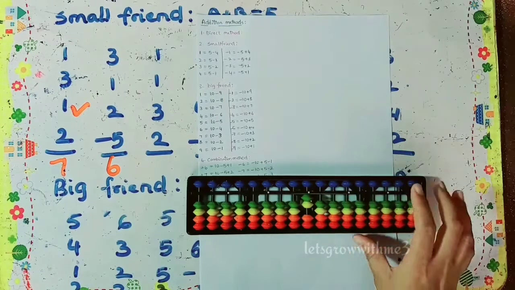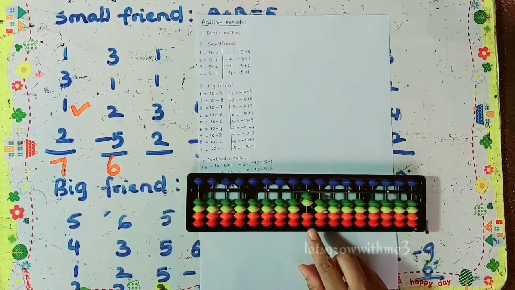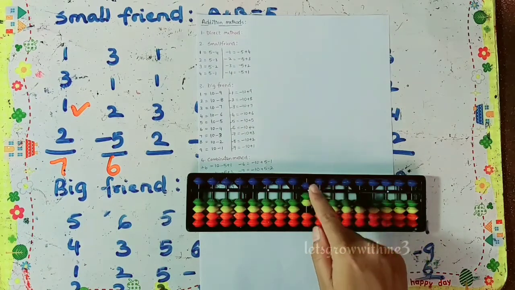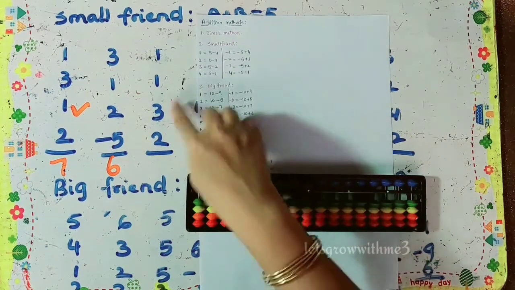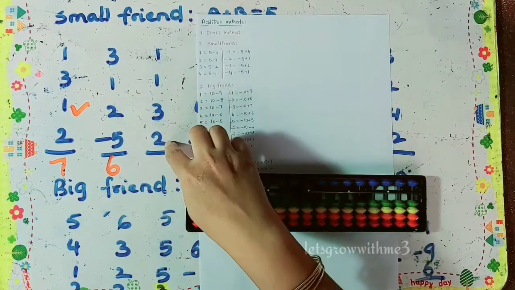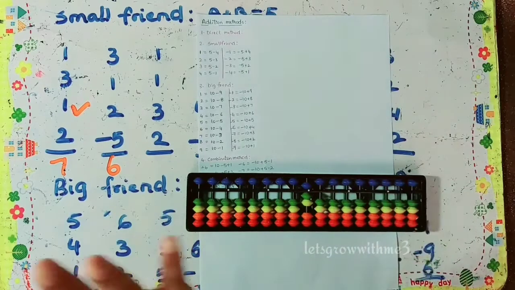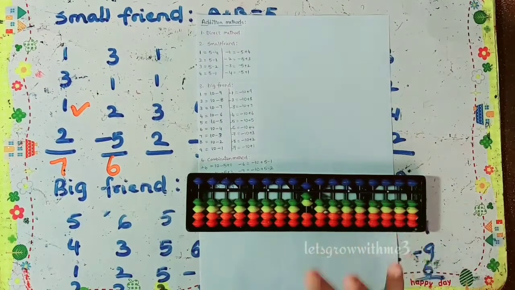Next one is 1 plus 1. So direct you can do it. Plus 3. But we don't have 3 bits. We have only 2 bits. Then we need to go for small friend method, which is plus 5 minus 2. So to add 3 we need to add 5 and then remove 2. Okay, next we have plus 2, so we can do it directly, plus 2. So the answer is 5 plus 2, which is 7.